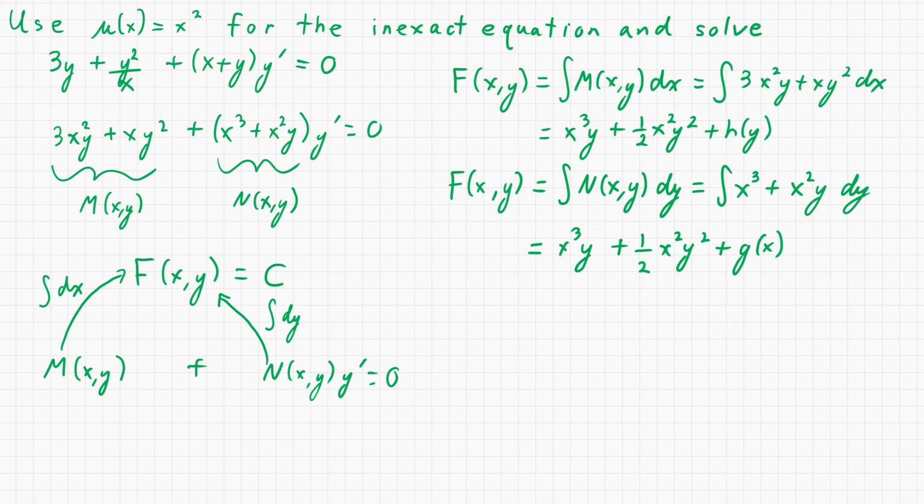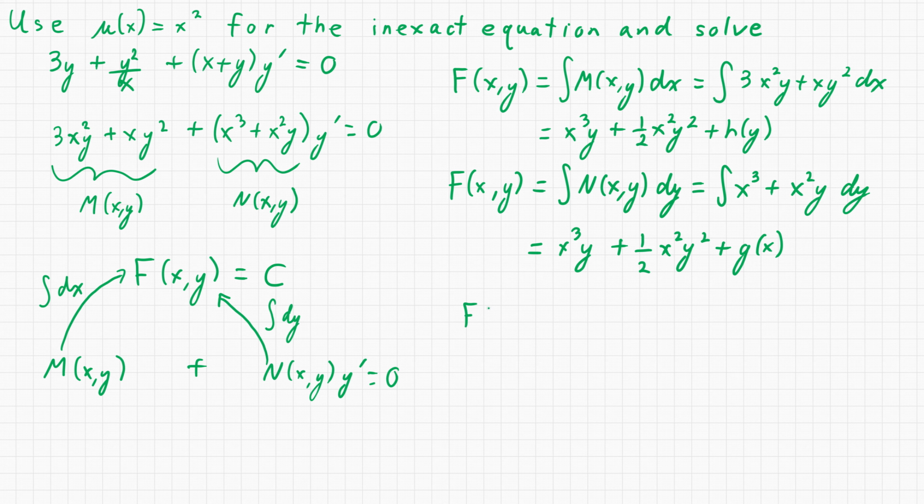Right, but now the next step here, so I found these two ways to get f, and they both have to agree with each other. And so the top one has x cubed y, the bottom one has x cubed y. The top one is 1/2 x squared y squared, the bottom one has 1/2 x squared y squared. And that's actually everything. So this h of y here ended up not being necessary, it's just equal to 0. And this g of x was also not necessary, it's just equal to 0.